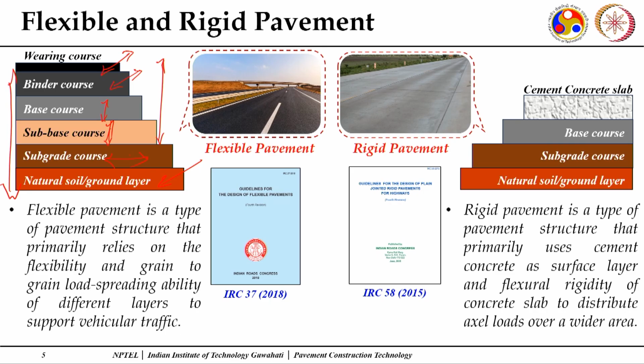Now, the other part is mentioned. Whenever a flexible payment structure is mentioned, it is a type of payment structure that primarily relies on flexibility. That means it is less rigid, and the flexure strength is less. This is a comparative statement compared to rigid payments. Since one layer is resting over the other, we very commonly say that the load transfer mechanism is through grain-to-grain transfer. So, this is a typical composition and construction pattern of a flexible payment.